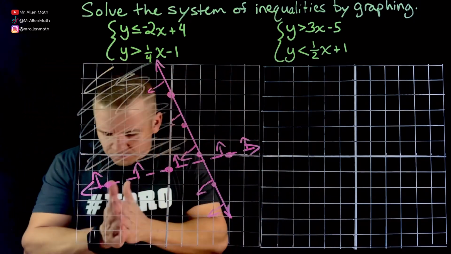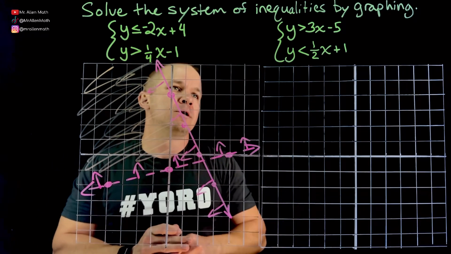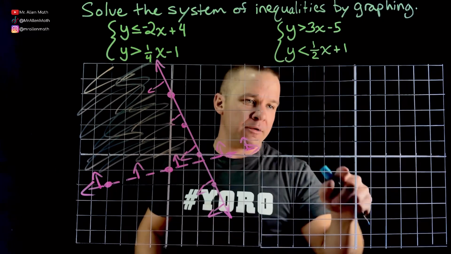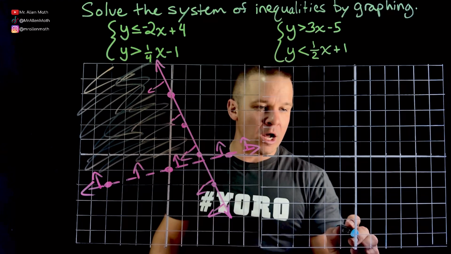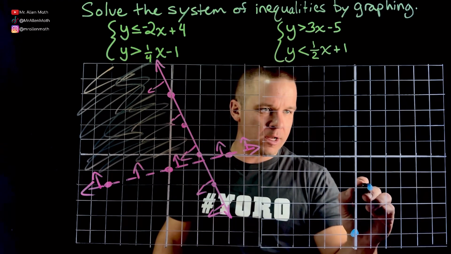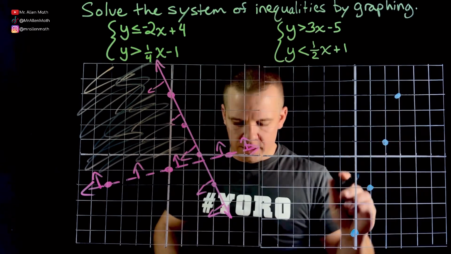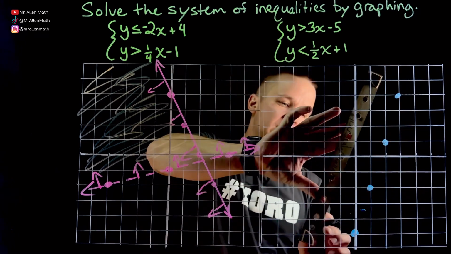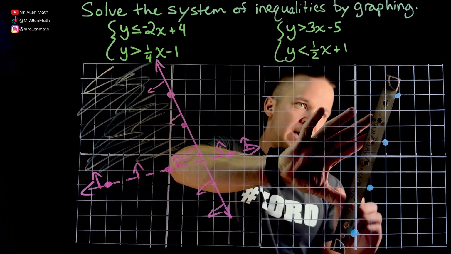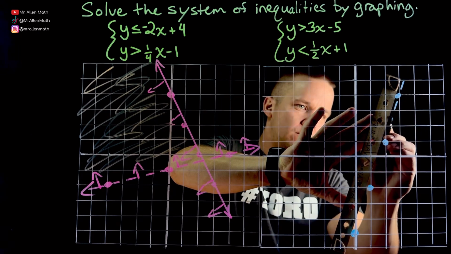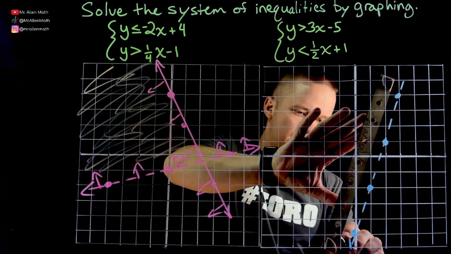This one here. I'm going to go with blue for this one. So we'll start down at -5. 1, 2, 3, 4, 5. And then we're going up 3. 1, 2, 3 over 1. 1, 2, 3 over 1. 1, 2, 3 over 1. All right, good enough there. And it's going to be a dashed line again this time. It's just y is greater than, not equal to. So we'll do a dashed line. Let's get after it. Beautiful.